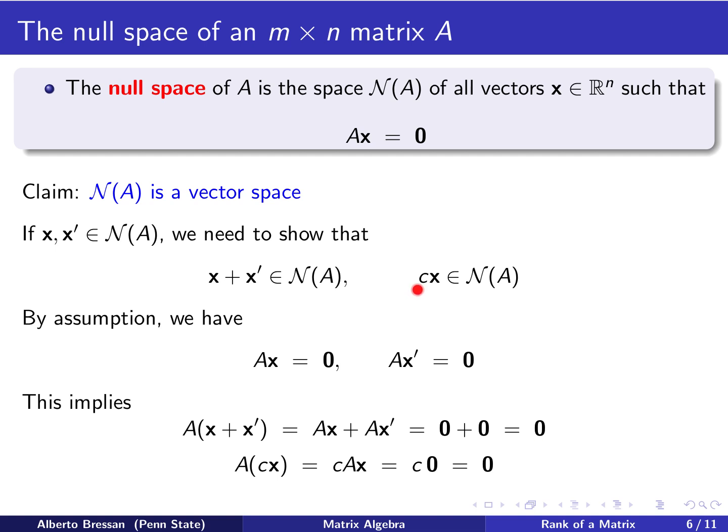And the second property is to show cx is in the null space. That is, I want to show A times cx is 0. So what is A times cx? Well, here c is just a scalar number, so I can move it around, to the front or anywhere, or multiply with it at the end. Then I can compute A times x first, and A times x is just 0. And any constant times the 0 vector is the 0 vector. Okay, so the two conditions for a vector space are satisfied. Therefore, the null space is a vector space.